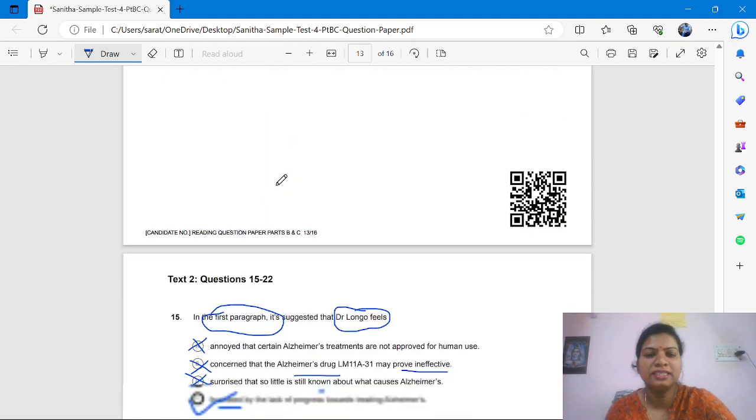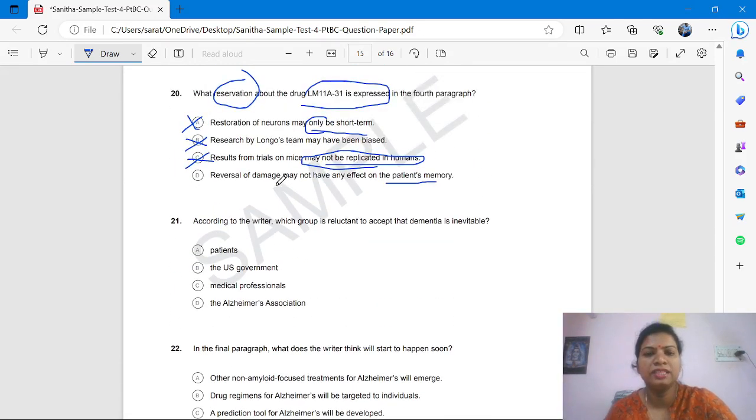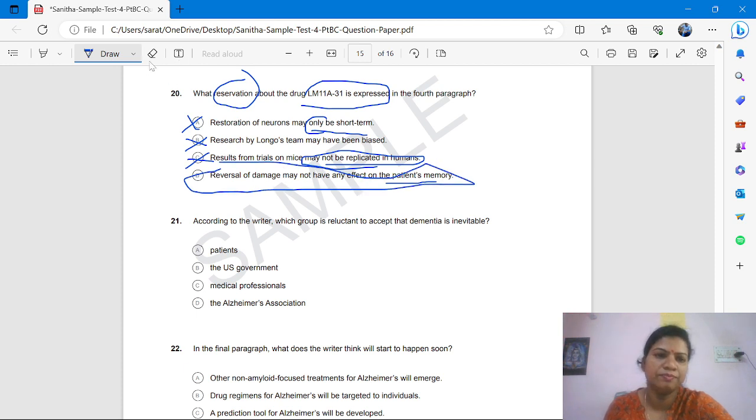So where did we get the answer? This is the answer, option number 20. Reversal of damage may not have any effect on the patient's memory. What is the reservation he expressed? This is the reservation he expressed. So the answer is the fourth one.